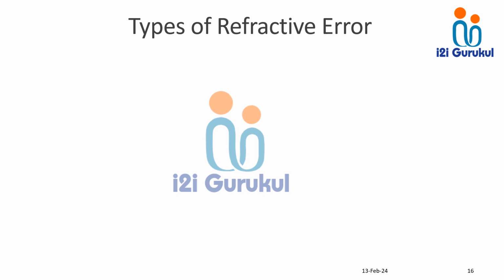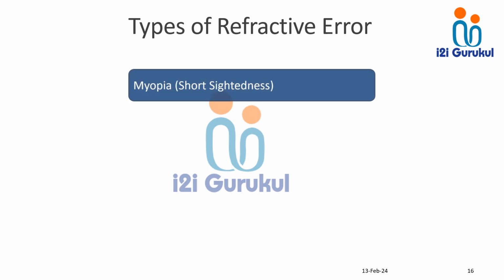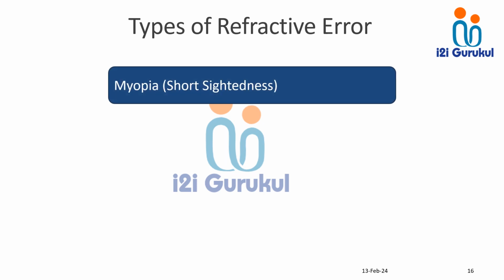Friends, now moving towards the types of refractive error. In ametropia, we have different refractive conditions of the eye. So we'll look at them one by one. First is myopia, and another name for myopia is short-sightedness.